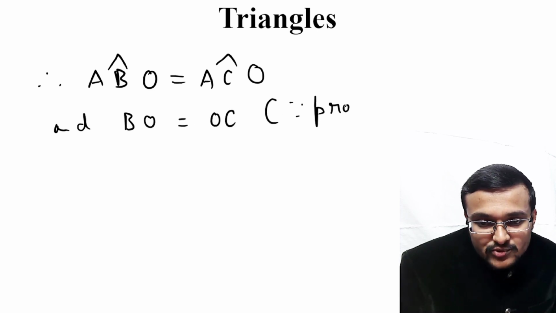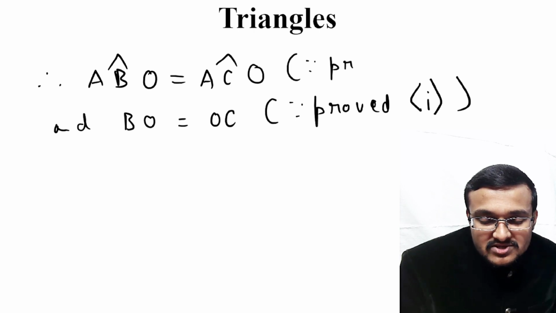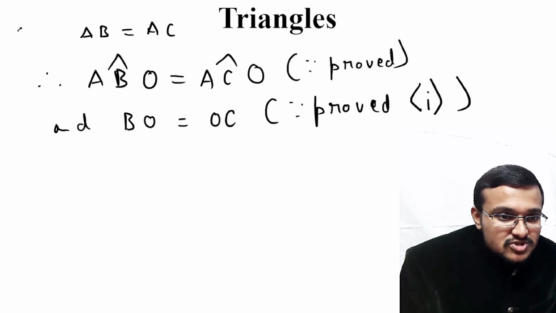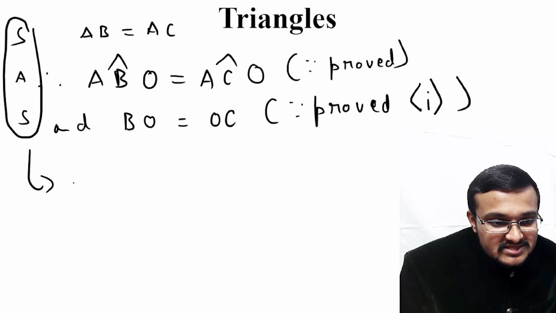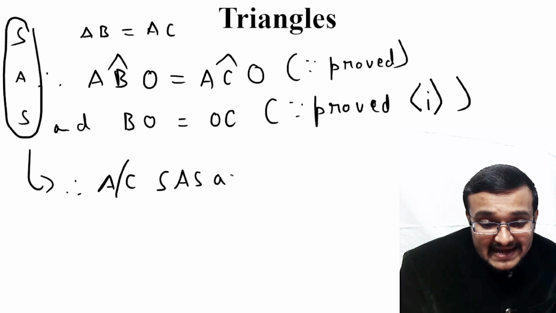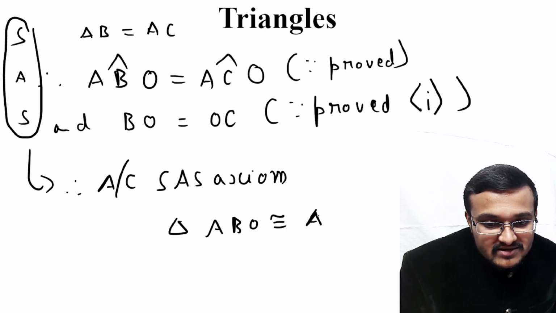This we have proved in first question. So now this also we have proved. And we also know AB is equal to AC. So according to SAS postulate, or according to SAS axiom, here triangle ABO is congruent with triangle ACO.